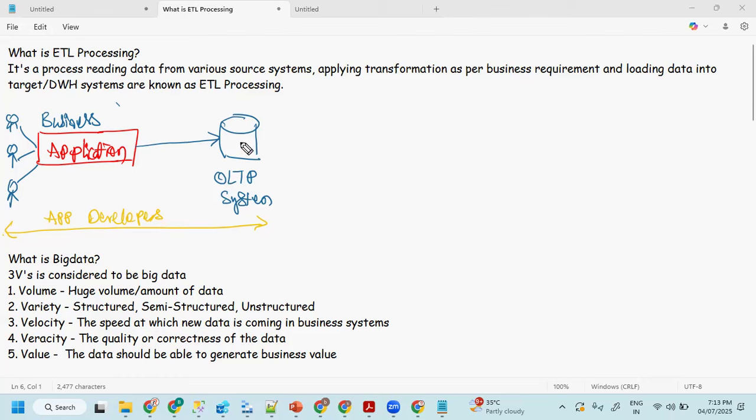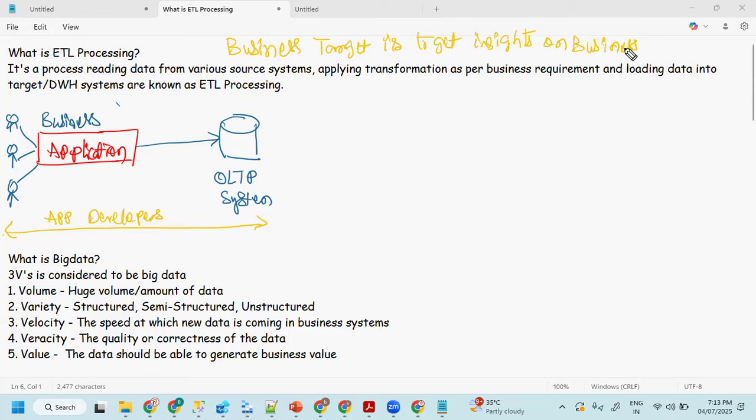Your main target is to get insights on top of the business. The business target is to get insights on the business.